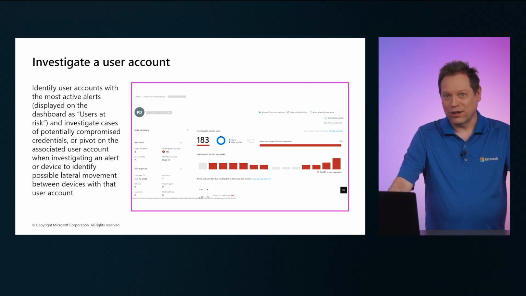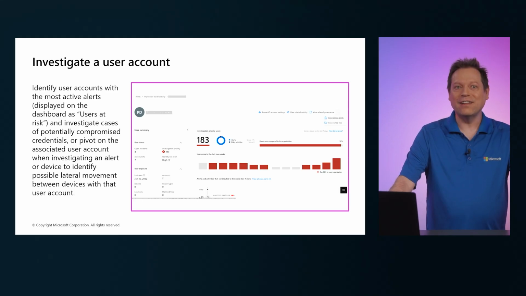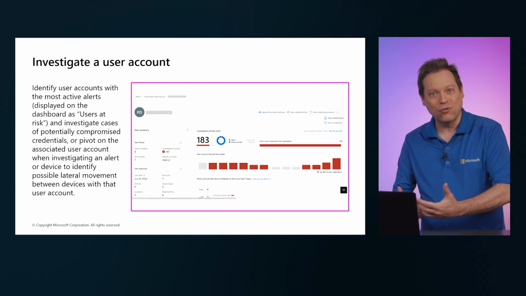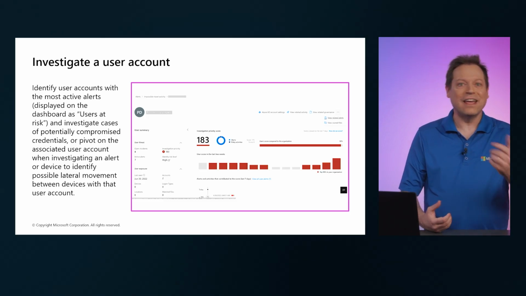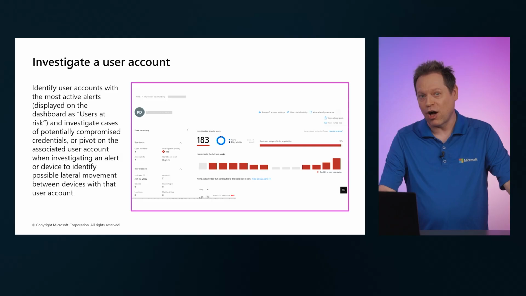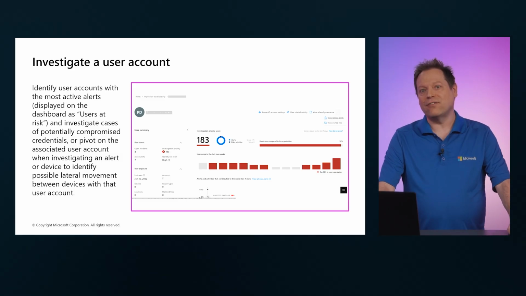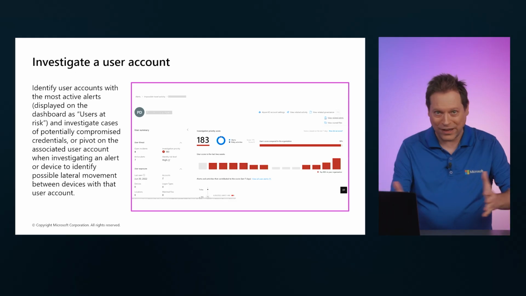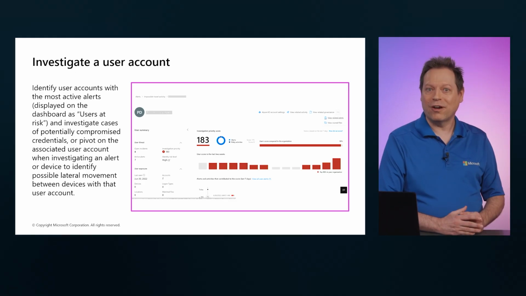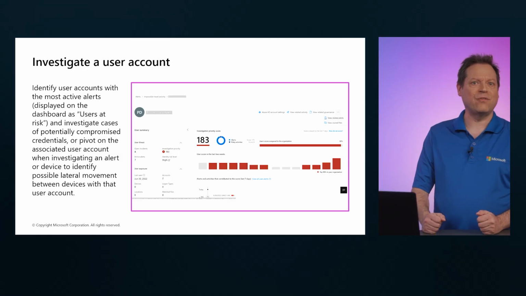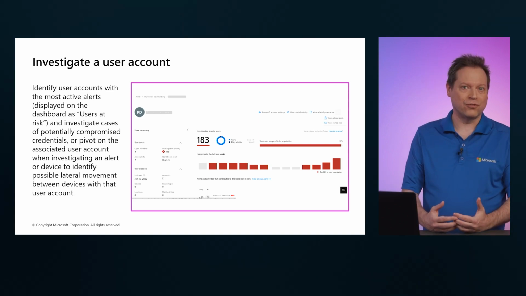Identity is often the real target, so investigating user accounts is critical. You can identify accounts which have the most active alerts, commonly shown as users at risk on the dashboard, and investigate scenarios like potentially compromised credentials. You can also pivot into a user account directly from an alert, or device investigation to look for patterns such as lateral movement, where the same user account appears across multiple devices, or suspicious sign-in activity that suggests account abuse.